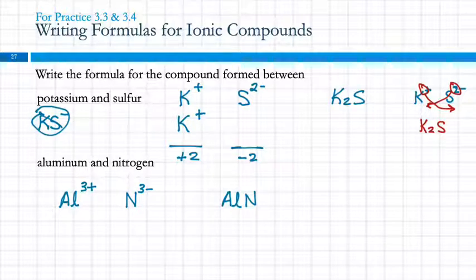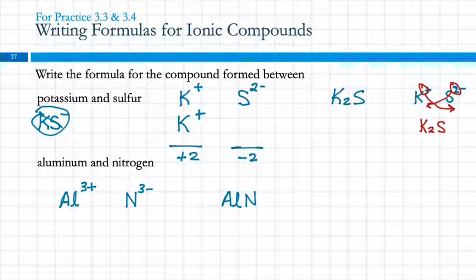So this wouldn't work. Yes? So when we're doing ionic compounds, we always have to have a neutral compound, right? Yeah, so with the compound, it has to be neutral. The charges of the anions and the charges of the cations have to add up to zero.